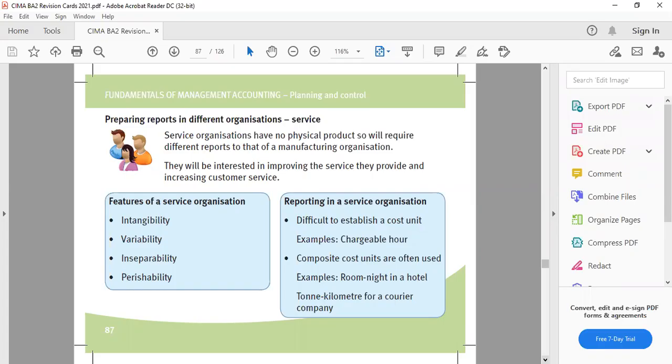So preparing reports in different organizations, about service industries. There are features of service organizations. First one is the service which is provided is intangible. A product has a tangible, that is a physical form. Products can be seen, touched, felt, but a service cannot be felt. Suppose the passengers are carried from one location to another destination. It's a service provided, but there is no physical form of that service provided.